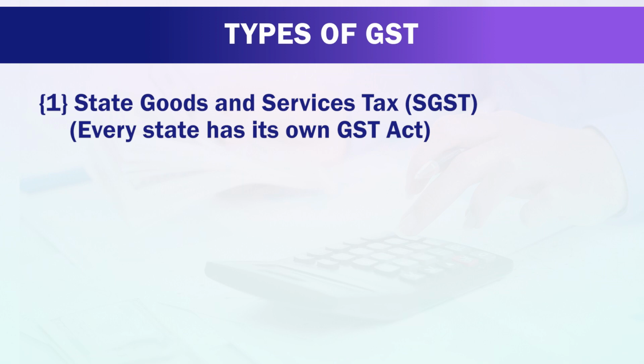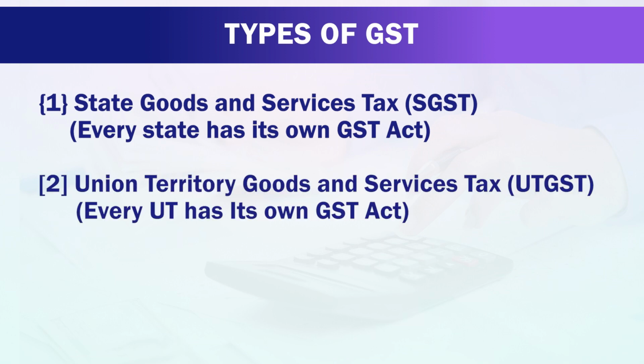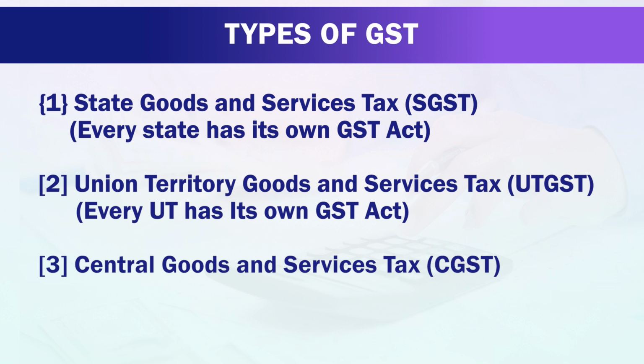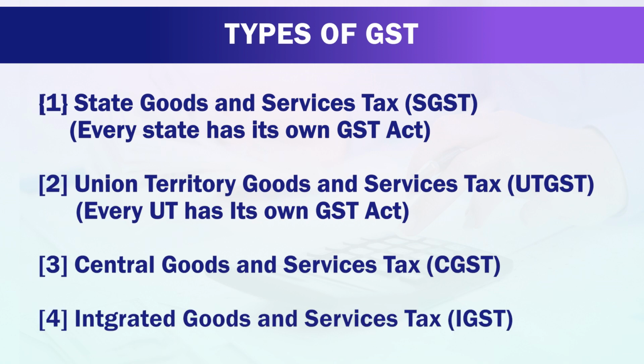Number 1, state goods and services tax. Every state has its own GST Act. Number 2 is Union Territory Goods and Services Tax. Every UT has its own GST Act. Third one is Central Goods and Services Tax. And the fourth one is Integrated Goods and Services Tax.